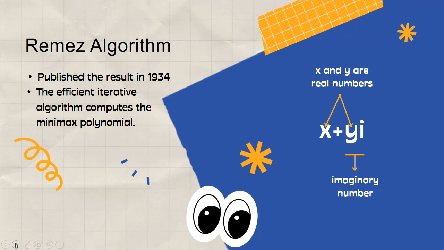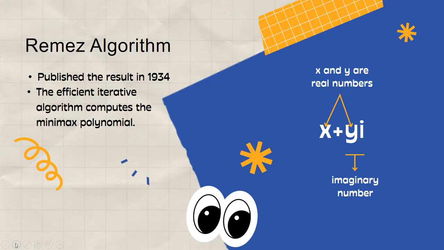The Remez algorithm is due to the Russian mathematician Remez, who published the result in 1930. It is an efficient iterative algorithm that computes the minimax polynomial. To initialize the algorithm, we need a set of n plus 2 points in the interval [a, b]. One could choose different initial points, but a common choice is the Chebyshev nodes.